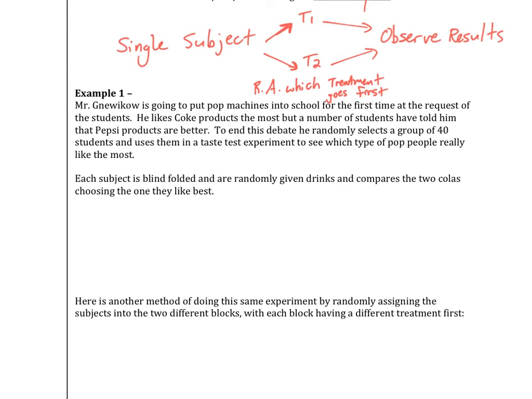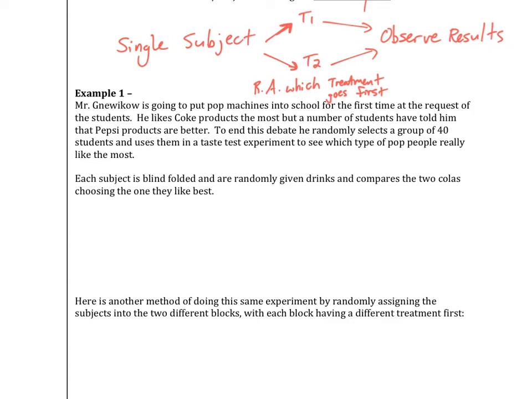So for example, if Mr. Genevico is going to put pop machines into schools for the first time at the request of the students, he likes Coke products the most, but a number of students have told him that Pepsi products are better. To end this debate, he randomly selects a group of 40 students and uses them in a taste test experiment to see which type of pop people really like the most. So each subject is blindfolded and randomly given drinks and compares the two colas, choosing the one they like best.